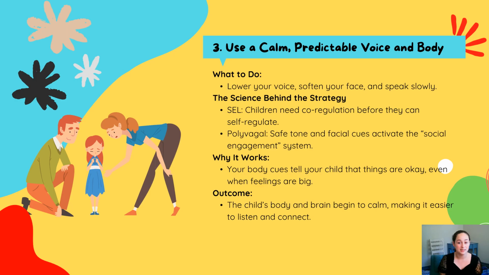When your child is melting down, they're reading every single signal from you. Your voice, your face, your posture. What's going to help here is lowering your voice, softening your expression, and slowing your speech. This is co-regulation. They borrow your calm until they can find their own. In polyvagal theory, your safe tone and facial cues trigger the social engagement system, telling their body that it's safe to relax. Staying steady helps them to trust that you are in control even when their emotions feel out of control.